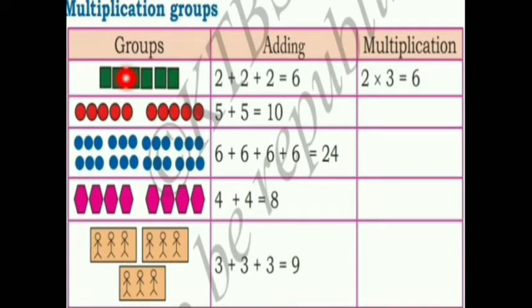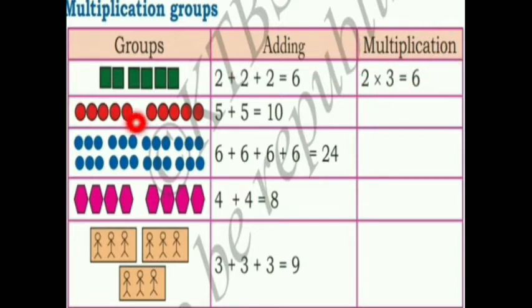Children, see these pictures. What are these? Yes, these are squares. How many squares are there? There are 2 squares in 3 groups. So we will write 2 plus 2 plus 2 is equals to 6. This is the addition form. Here 2 is repeated 3 times. So we will write 2 into 3 is equals to 6. This is the multiplication form.